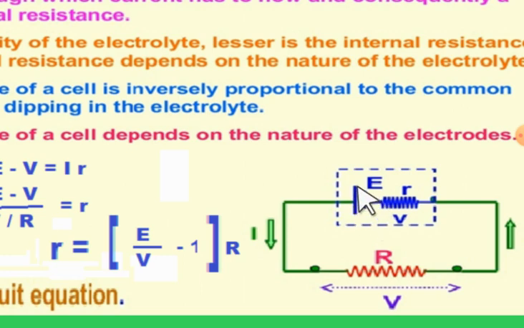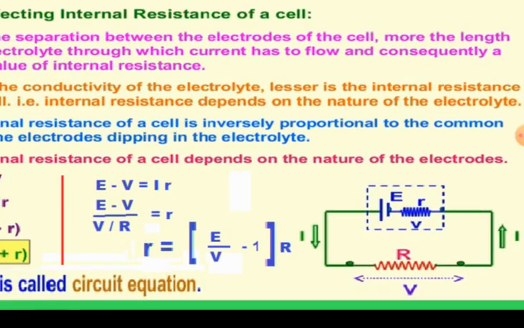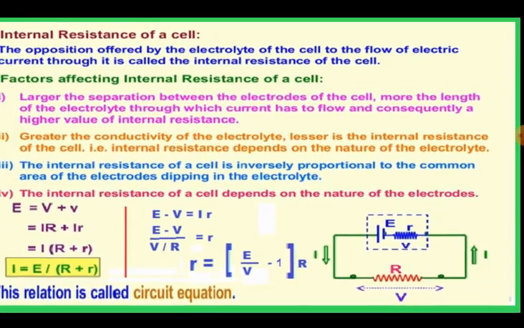Okay, whether these electrodes can easily give out or emit ions readily from the surface of the electrodes, or whether they do not readily emit those ions or electrons from those electrodes. So it depends upon the nature of the electrode also. So all these different factors affect the internal resistance of a cell.